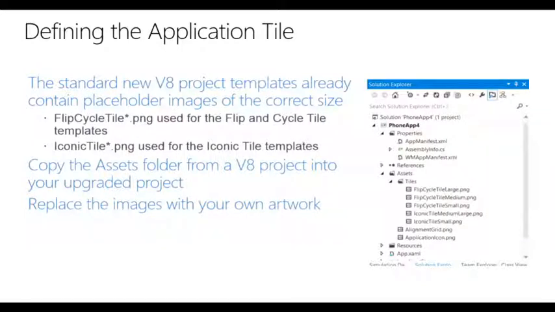And then, having upgraded to 8, you'll need to set up the new tile templates. The easy way to do that is actually to create a new empty Windows Phone 8 project and simply copy from the assets. You'll find in the assets folder a subfolder called tiles, and in there are some placeholder images which are exactly the right size for the images you need for your new tiles. So just copy it across and then replace the placeholder images with your own artwork.